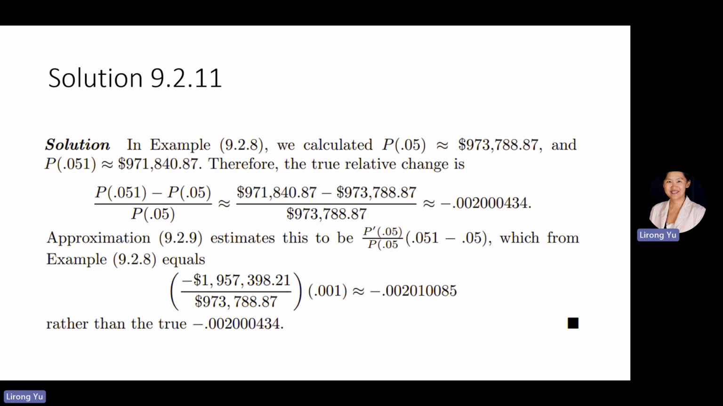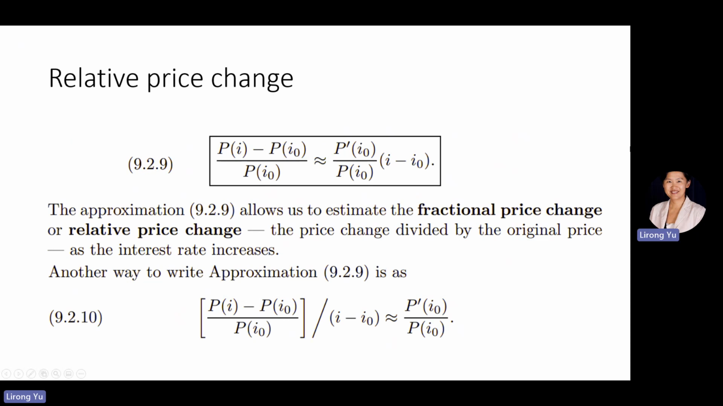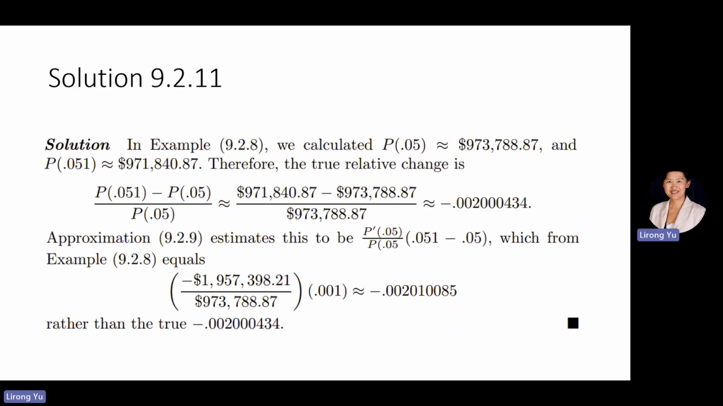So we're using the derivative to calculate the price change. In the bottom equation, the numerator is the derivative, that is P prime(i0) divided by P(i0). So the negative 1957398, that is the derivative P'(i0) divided by P(i0). i0 is 0.05, and then we multiply by the subtraction of 0.051 minus 0.05. That gives us negative 0.0501, which is pretty close to the true relative price change.